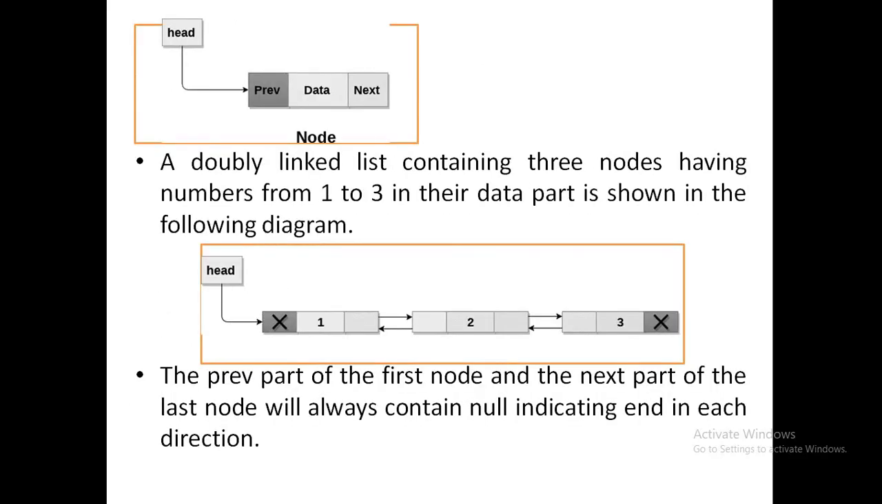So in this a single node is given which is having 2 pointers and a data part. A doubly linked list containing 3 nodes having numbers 1, 2 and 3 in their data part as shown below, where the middle node is having 2 pointers, one pointer pointing to the previous and the other pointer pointing to the next node, whereas the first node has a previous part which is pointing to null, and the next part of the last node is also pointing to null, indicating the end.